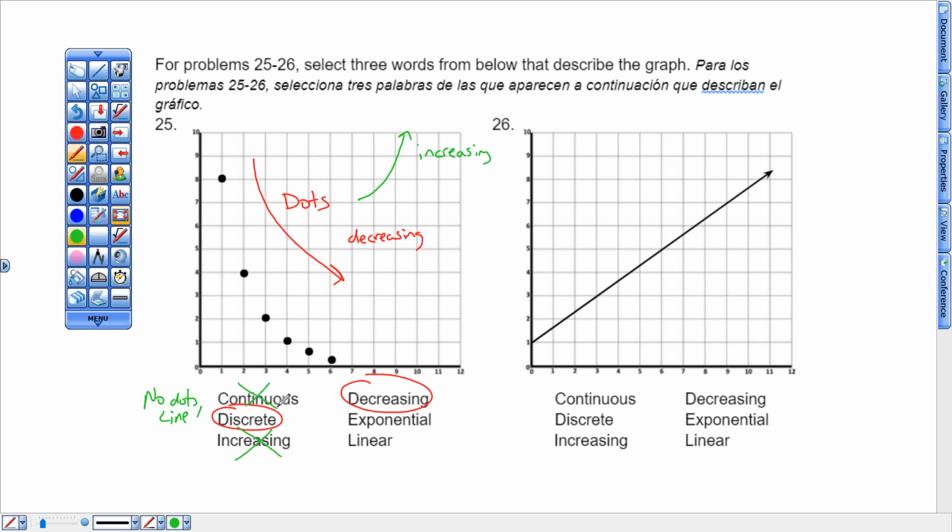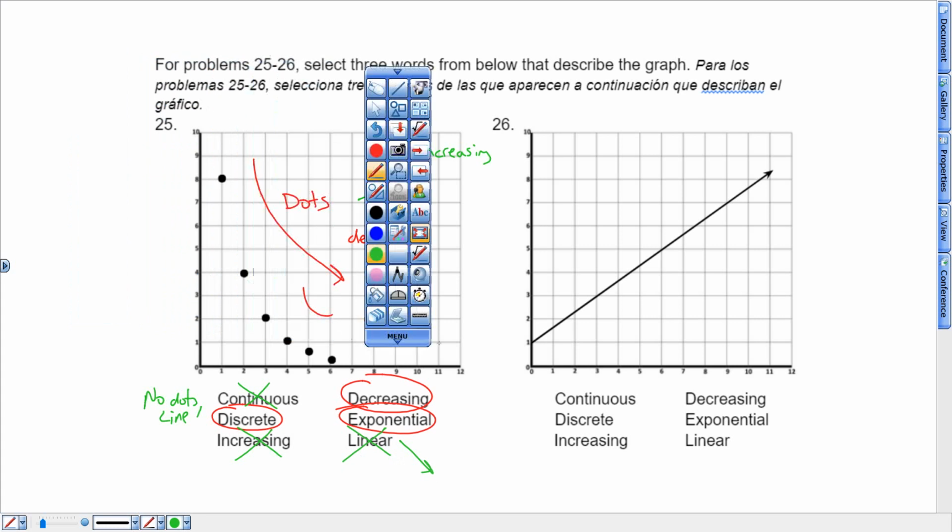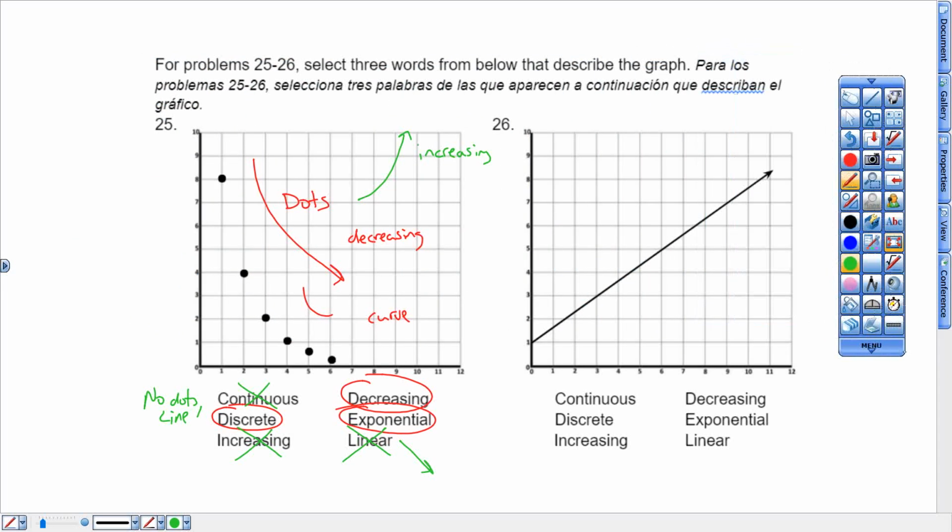Now my shape, exponential, is a curve. And since this is curving, I say exponential. Linear is a straight line. Since this is not straight, I don't pick linear. So discrete for dots, decreasing going downhill, exponential curved.